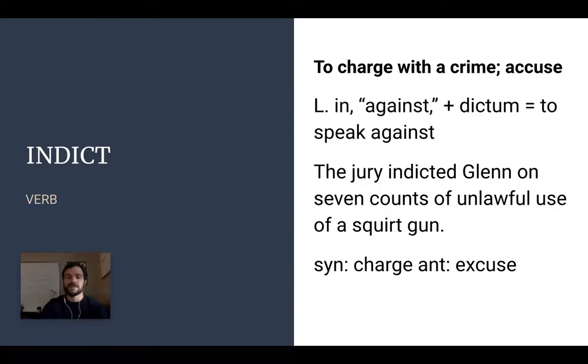The jury indicted Glenn on 7 counts of unlawful use of a squirt gun. Glenn, man, come on.